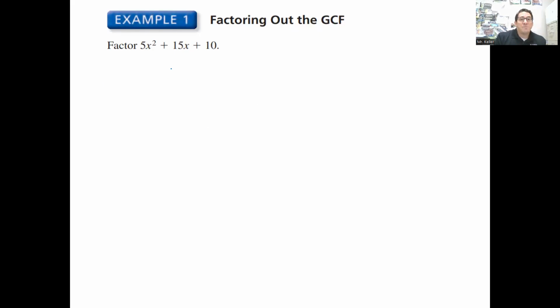First one, if you notice, here we have 5x squared plus 15x plus 10. We have a number in front of the x squared. What I'm going to do is factor out the GCF first. So this is going to have two layers of factoring.